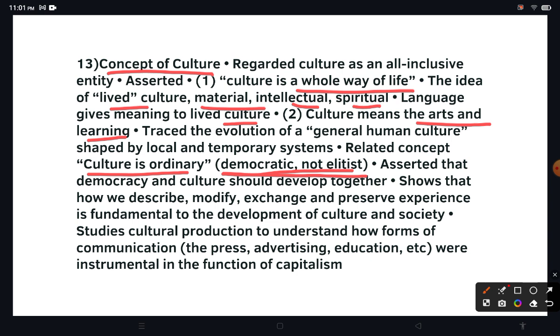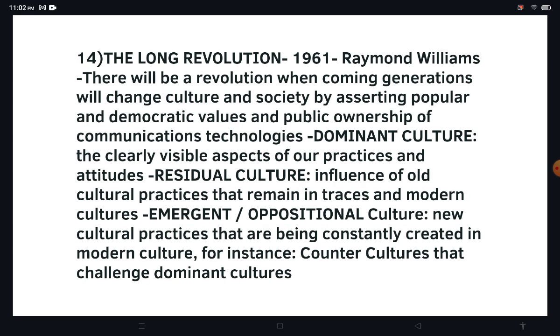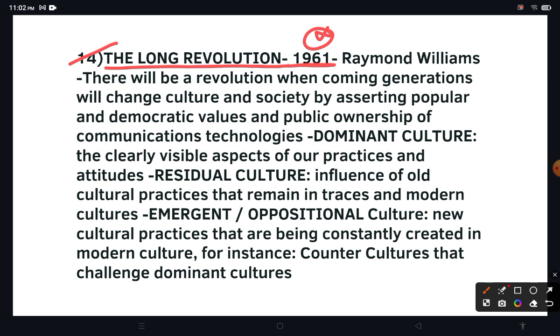Then he asserted that democracy and culture should develop together. It shows how we describe, modify, and exchange preserved experience is fundamental to the development of culture and society. He studies cultural production to understand how forms of communication like press, advertising, and education were instrumental in the functioning of capitalism. So they are saying the same thing. Then his next work, the 14th point, is The Long Revolution, which is a very important work, published in 1961. Please note down the publication date.